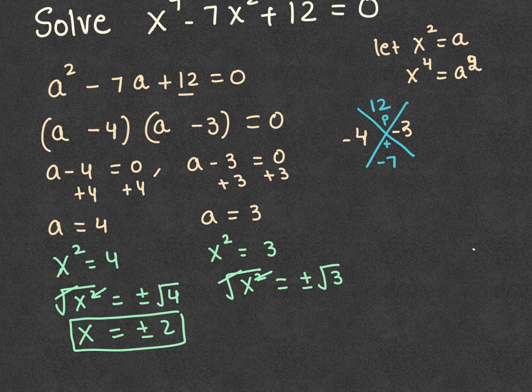The square and square root cancel each other, and the answer is x equals plus or minus square root 3. Since this was a fourth degree equation, we have 4 answers: plus 2, minus 2, plus square root 3, and minus square root 3.